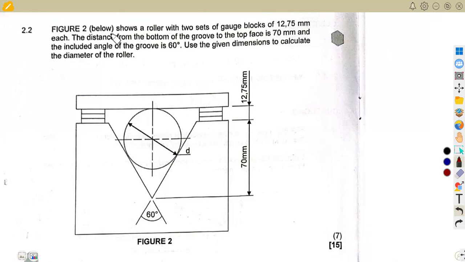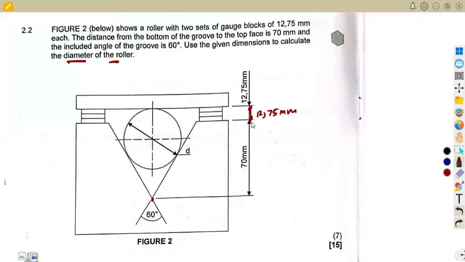Fig 2 below shows a roller with 2 sets of gauge blocks of 12,75 millimeters each. The distance from the bottom of the groove to the top face is 70 millimeters. We are also given a 12,75 in between here. Use the given dimensions to calculate the diameter of the roller, given that we have an included angle at the groove of 60 degrees.